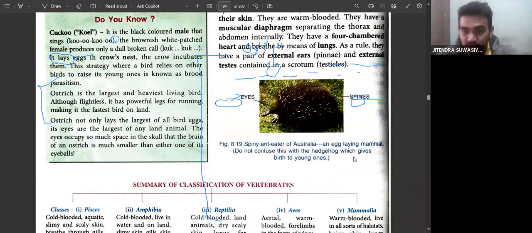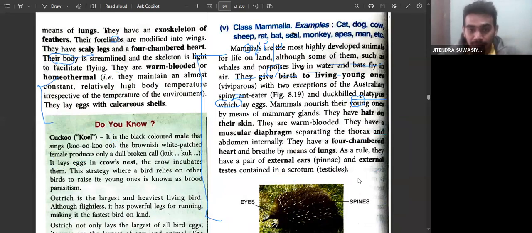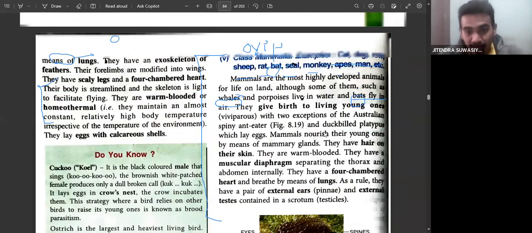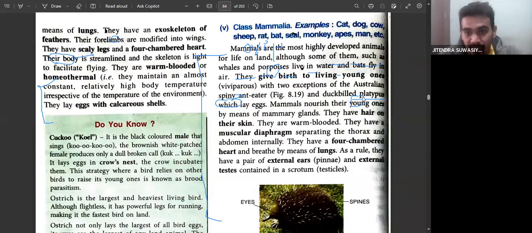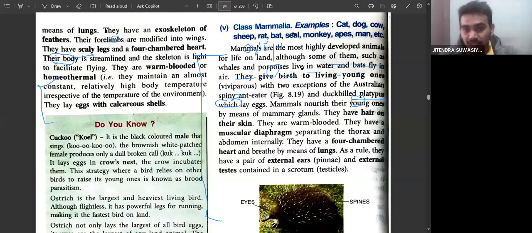Do not confuse this with the hedgehog, which gives birth to young ones. It looks like a hedgehog, but it produces young ones. But these are mammals that produce eggs. So these are the exceptions. Sometimes we have exceptions. After that, we have another example, the duck-billed platypus. The duck-billed platypus also produces eggs, but it belongs to the mammals.